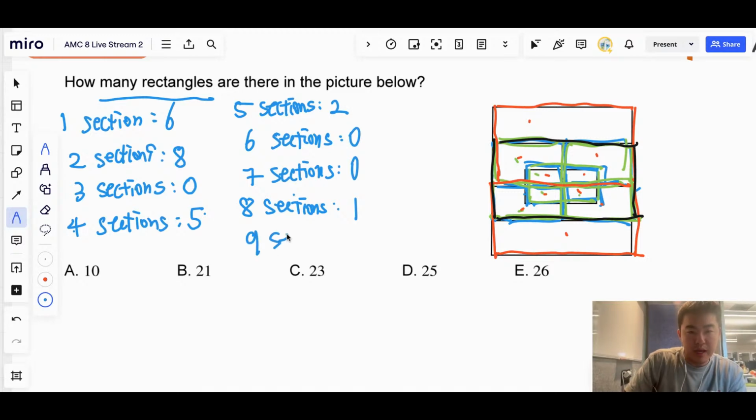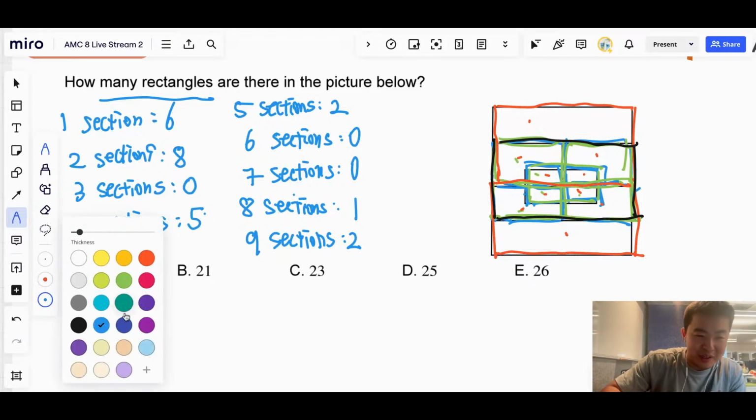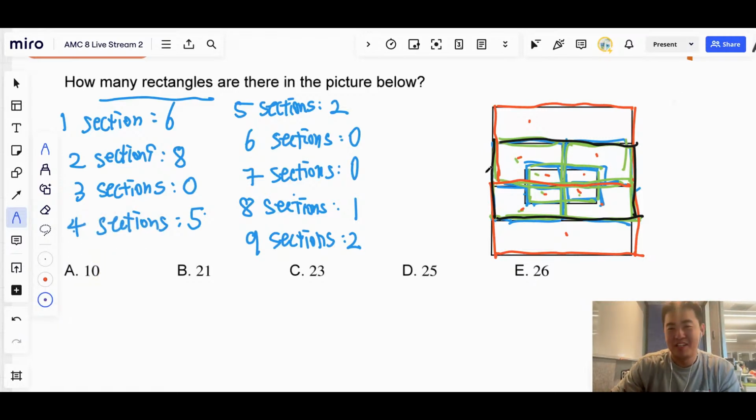How about 9 sections? Are there any rectangles that are formed by 9 sections? There's two of them. So which two? Let's think about just adding one more section to our existing 8-section rectangle. So I'm kind of running out of colors. I will use purple. So think about this rectangle, okay?